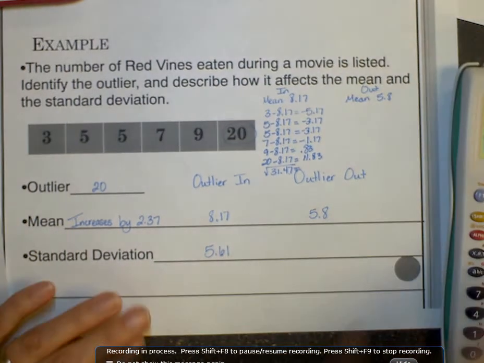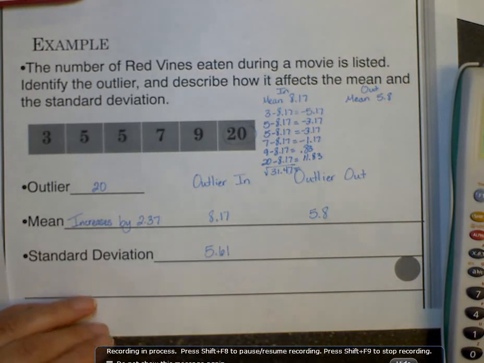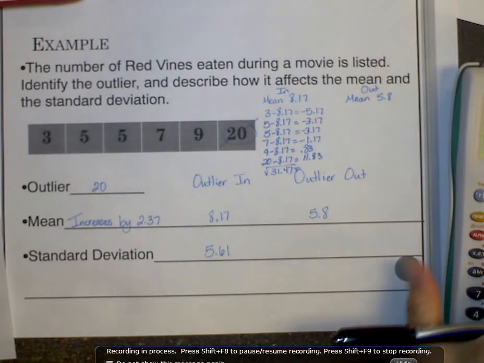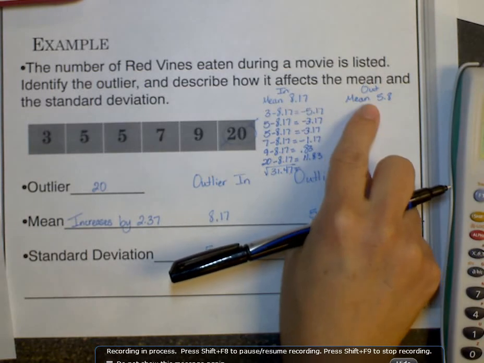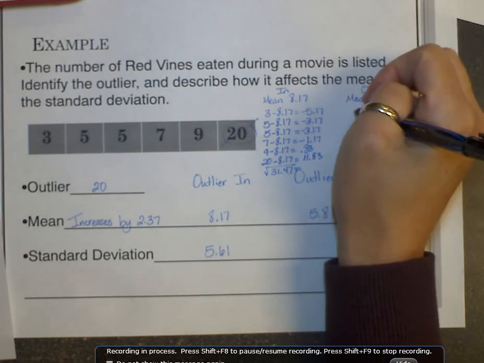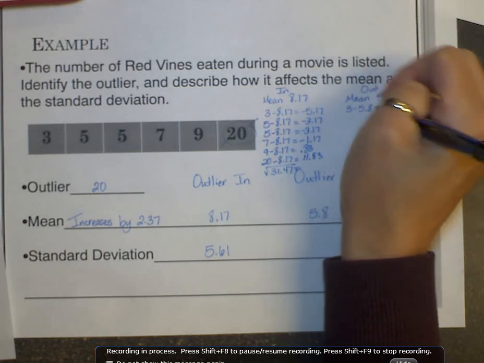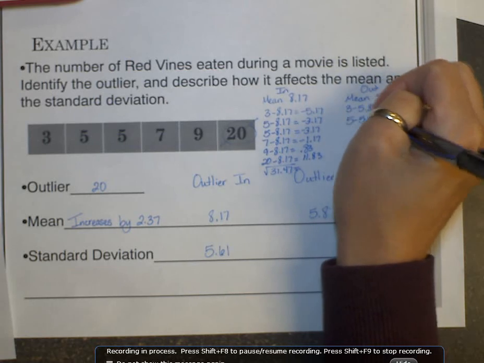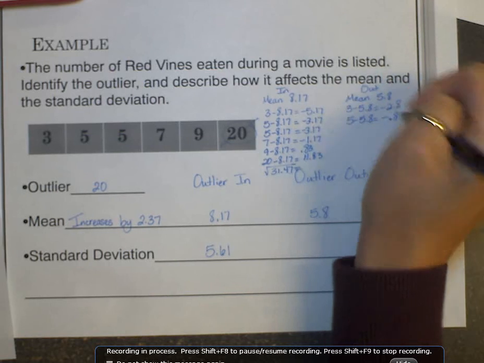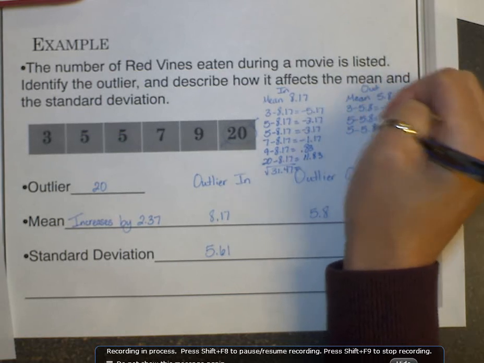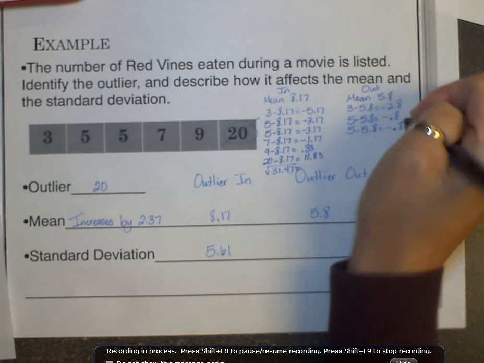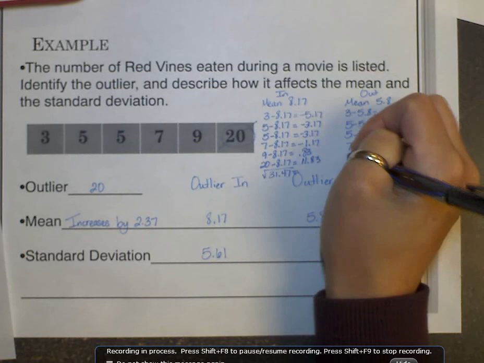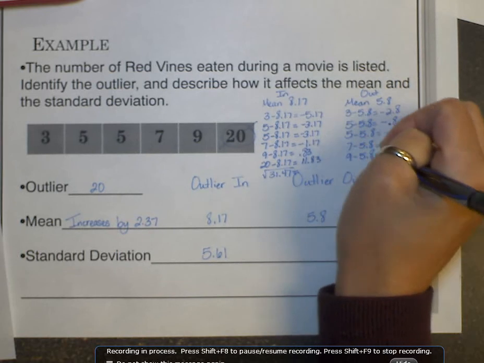Not so fun, but now we have to do it with the outlier out to see how it's changed. So we already know our mean is 5.8. We've done that work. So 3 minus 5.8 is negative 2.8. 5 minus 5.8 is negative 0.8. We repeat that number. 5 minus 5.8 is negative 0.8. 7 minus 5.8 would be 1.2. And 9 minus 5.8 would be 3.2.